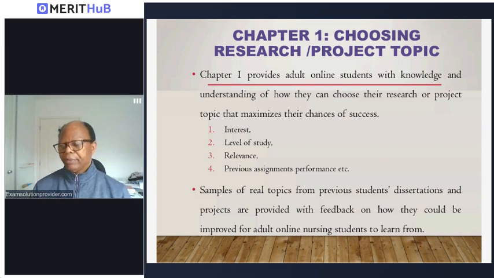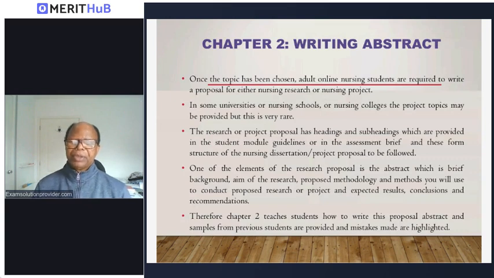Right. Okay. Then we have chapter 2. Now, chapter 2 is to do with the abstract. So once the topic has been chosen, then you need to write a proposal for either nursing research or a nursing project, depending on what the university would like you to do. Some prefer to call it a project. Others would prefer you to pursue a dissertation.